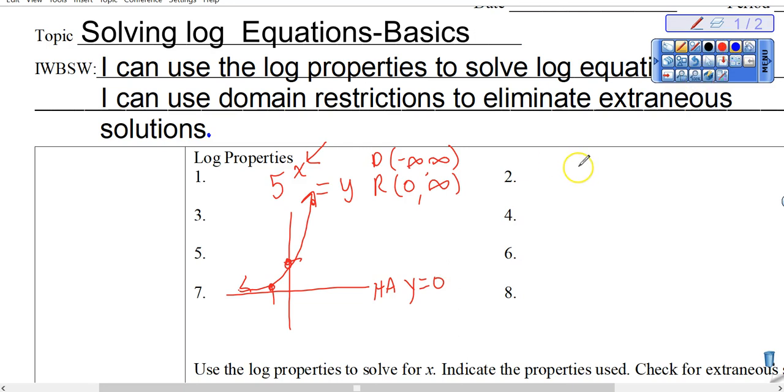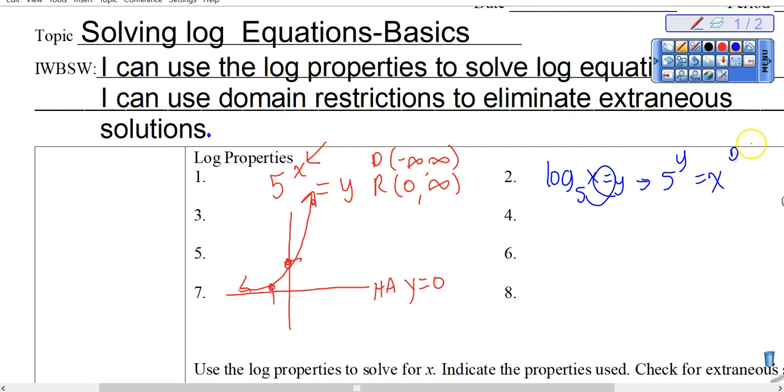And then we talked about logarithms being the inverse, which means their x's and y's switch. So if I say this, the log base 5, same base, of x equals y, well, what that really means, that's difficult to graph. But if I convert it, it means 5 to the y equals x, right? Convert. So you see what happened? The x's and y's switched. So that means that the domains and ranges also switch.